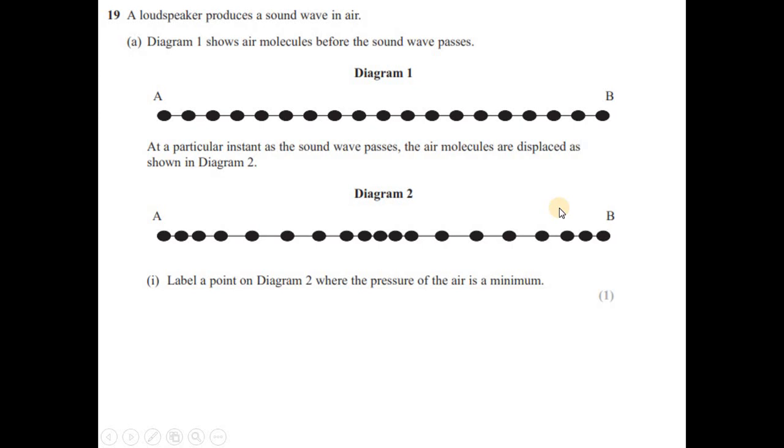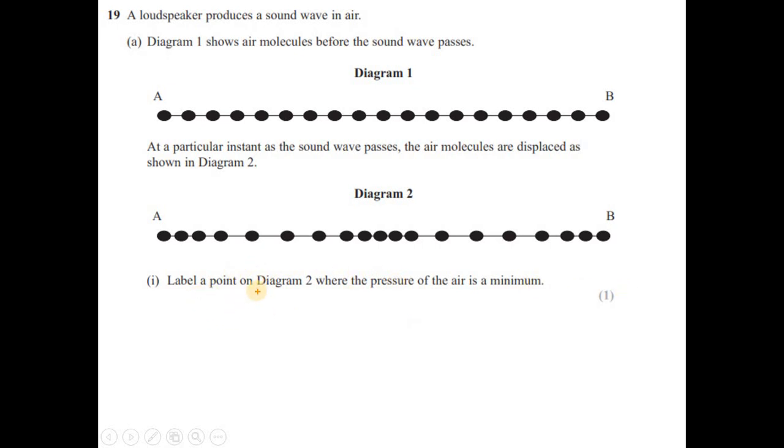19. A loudspeaker produces a sound wave in air. Diagram 1 shows air molecules before the sound wave passes. So this is without any sound waves, in normal displacement. At a particular instant, as the sound wave passes, the air molecules are displaced as shown in diagram 2. So now the sound wave is passing as a compressional wave or a longitudinal wave.